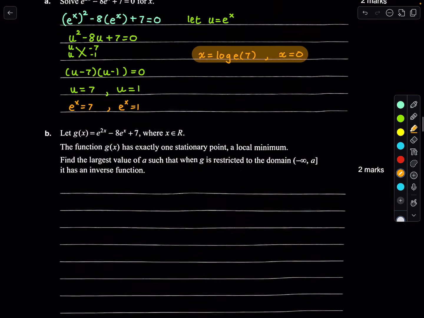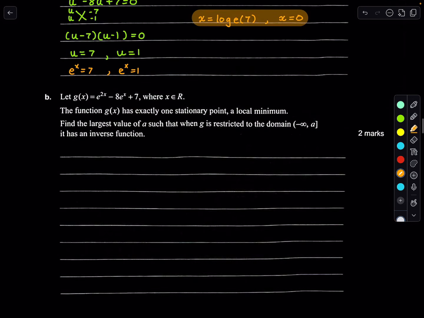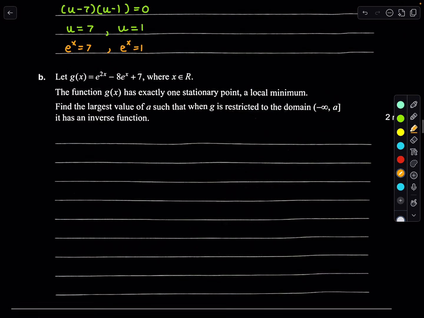So let's have a look at the next question. Let g of x be, basically it's the same function where the domain is all reals, okay? The function g of x has exactly one stationary point, which is a local minimum. Find the largest value of a such that when g is restricted to this domain, it has an inverse.